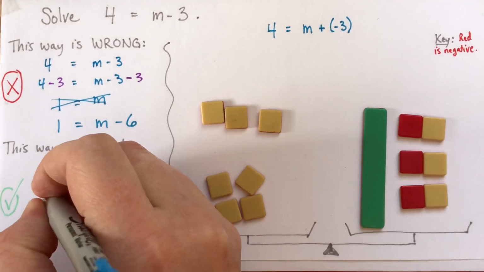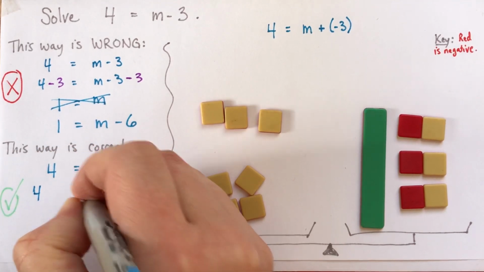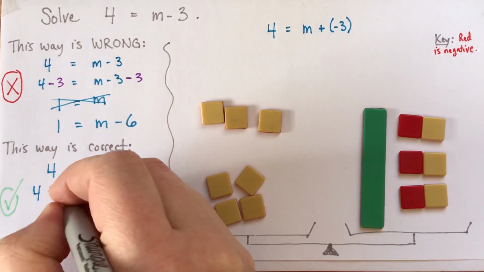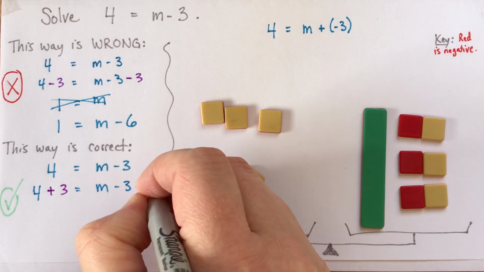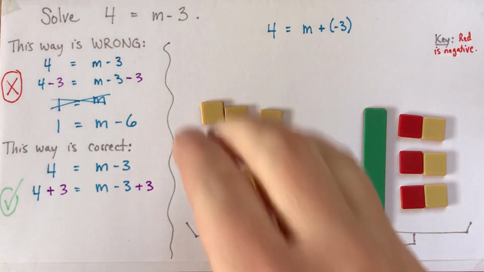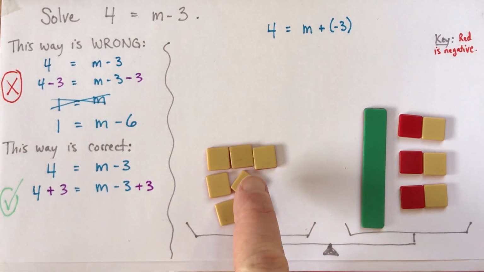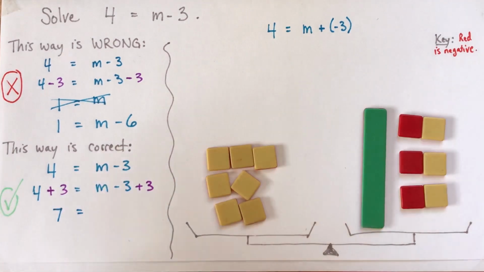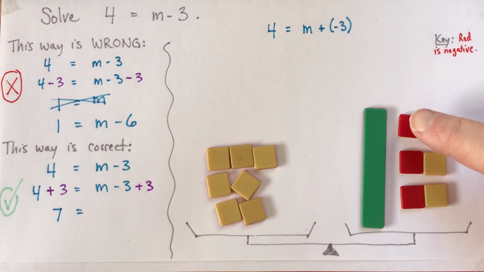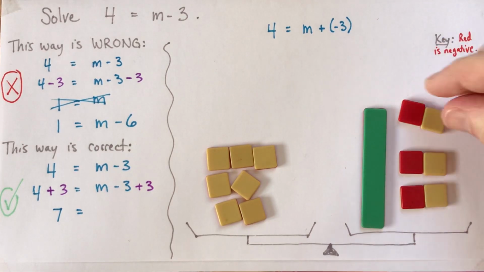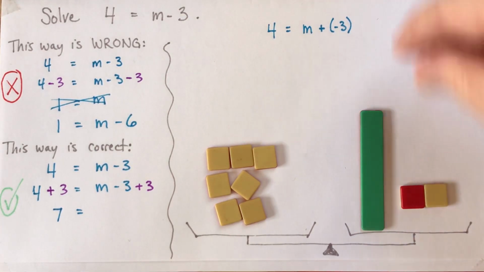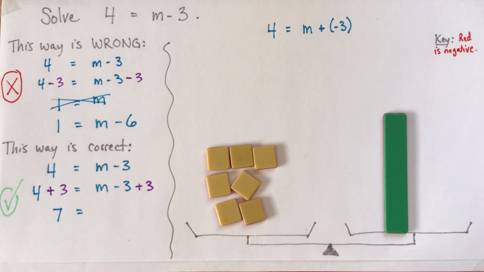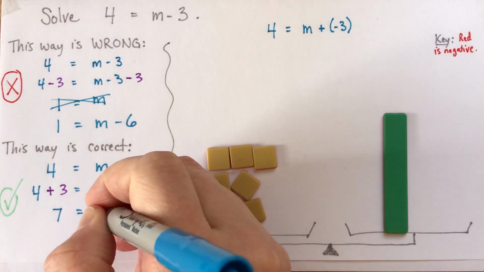Let's write down what we're doing before we go on. So I'm going to copy the equation. 4 equals m subtract 3, and then we're going to add positive 3 to both sides. So over here, we do indeed have 7. And over here, because these are worth nothing, they're worth 0, we can get rid of them without changing the value here. So we get rid of our 0 pairs one by one. So this has done what we were hoping for. We've isolated our variable here. m take away 3 plus 3 is m.